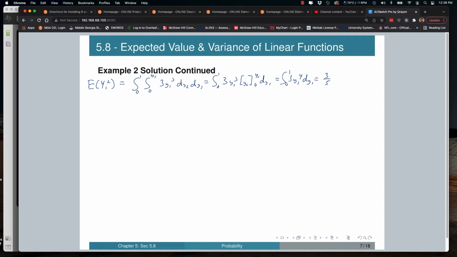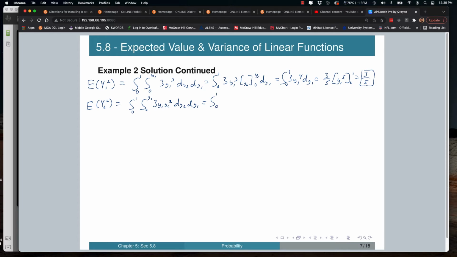And so we end up getting 3/5 y sub 1 to the 5th, 0 to 1, or just 3/5. So there's the expected value of y sub 1 squared. Now the expected value of y sub 2 squared, same setup for our double integral limits of integration. This time we're taking the 3y sub 1 and multiplying in a y sub 2 squared, so we end up getting 3y sub 1 y sub 2 squared, dy sub 2, dy sub 1.